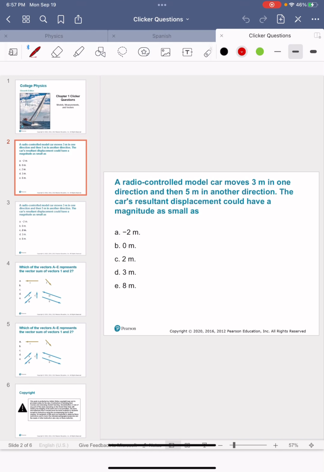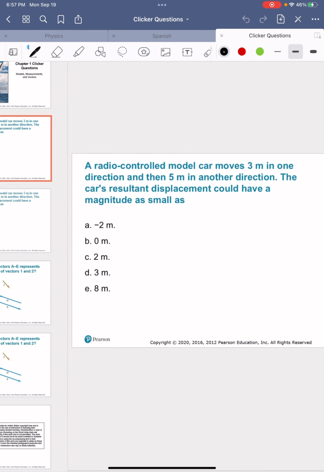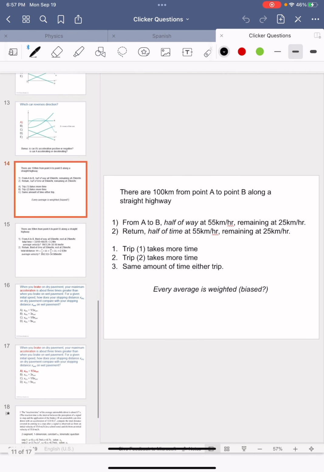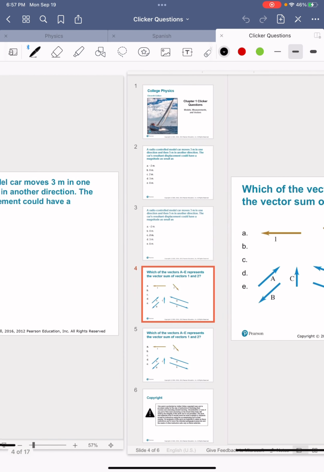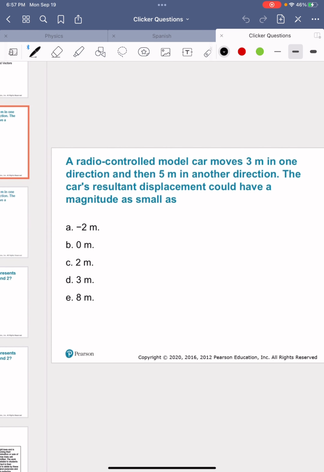For question 13, we were supposed to solve clicker questions. This one was for chapter 1.